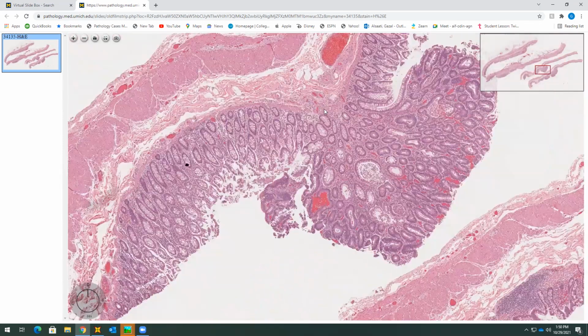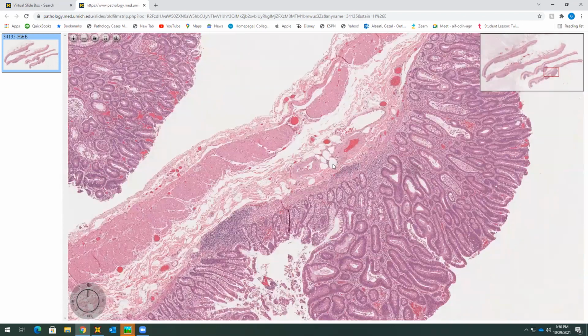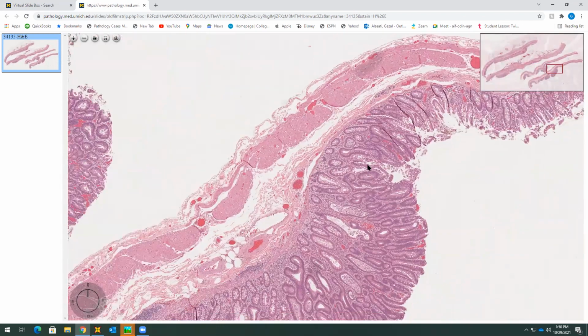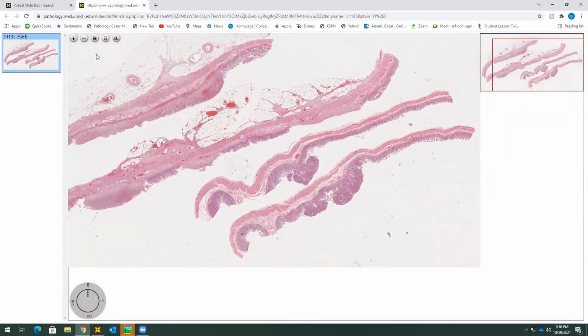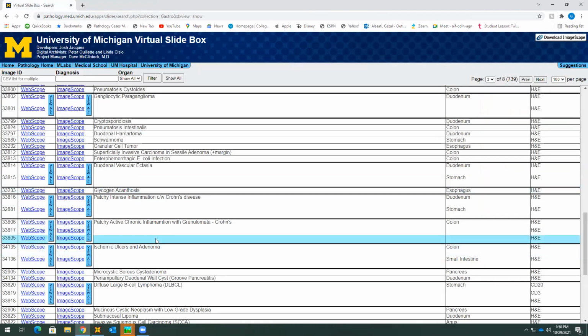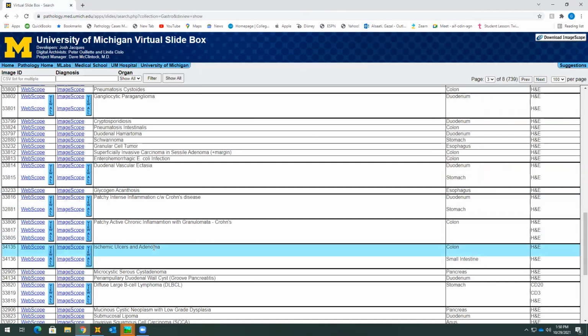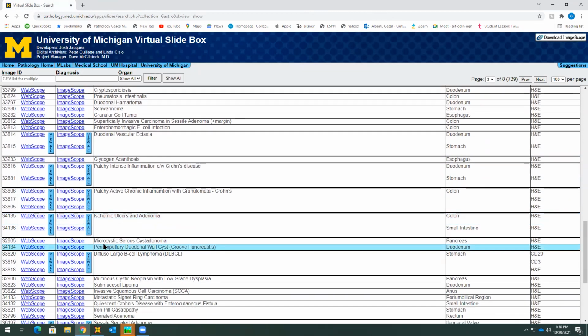Okay, so it's fun. Obviously it's not a biopsy. It is a resection, as you can tell, and they found both the ischemia and an adenoma together, so they added it into our collection, which is nice. But I meant to say the adenoma has nothing to do with the ischemic colitis. Microcystic cyst on the pancreas, the duodenum, preampullary duodenal wall cyst, groove pancreatitis. Let's see.